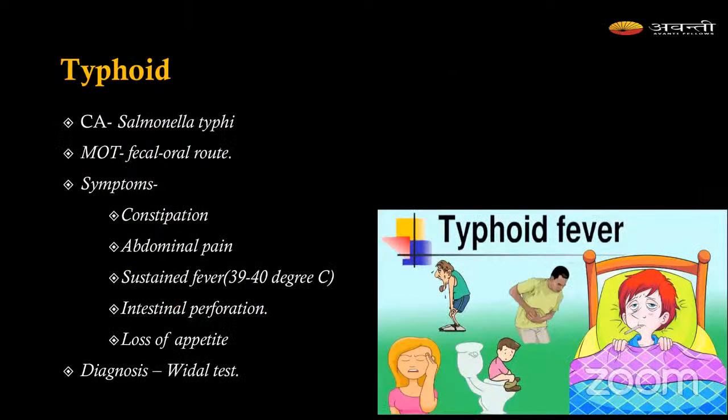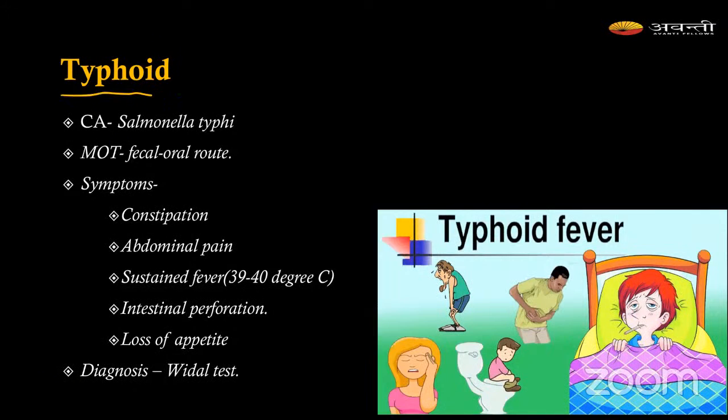These are the bacterial diseases. Let us study about some of them. In the common diseases, we are talking about the causative agent, the symptoms, and the diagnostic process. So here you have to remember all these three. That is enough. Okay, so let us talk about typhoid.